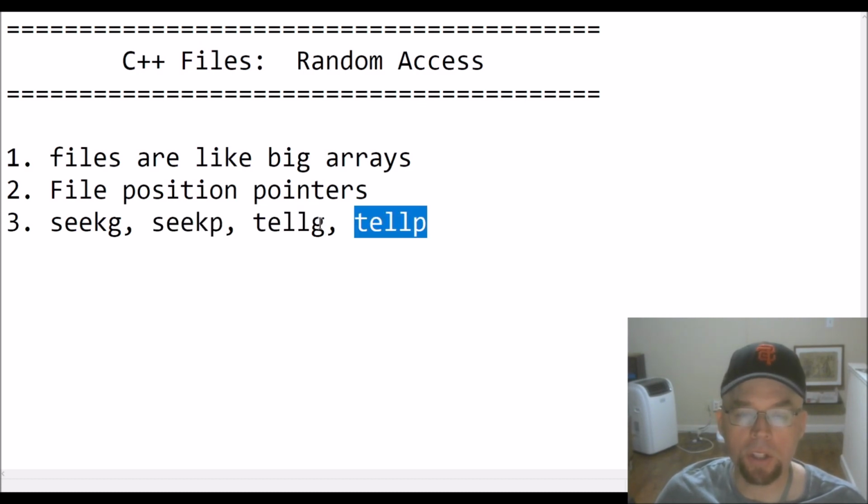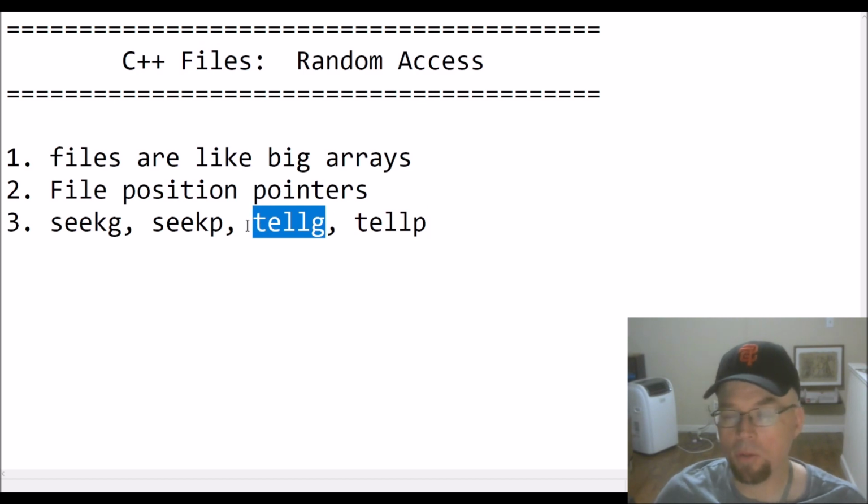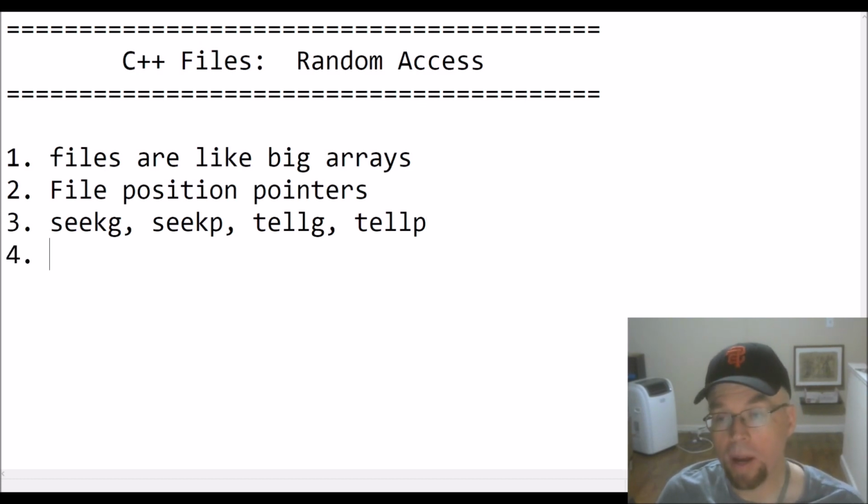So tellg is what you use when you've opened the file for reading, tellp for writing. What this does is return the byte position of where the pointer is at that moment in time. There's a fourth thing here that we're going to need to know about, and that's this idea of offsets.